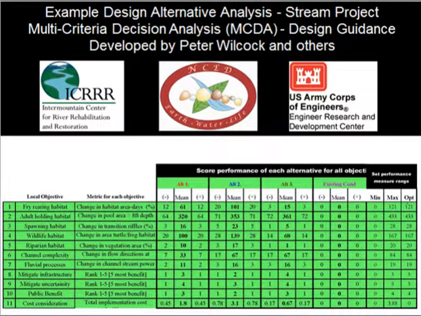This is a screenshot of that spreadsheet tool, showing the different objectives and the metrics that we're using there. This has been really useful, not only as a way to evaluate different alternatives, but as a way of communicating with our stakeholders so they can see how we're designing these projects and why, and what we're using as criteria for what is a successful design alternative. So this has been a really great communication tool, like I said, with the stakeholders.